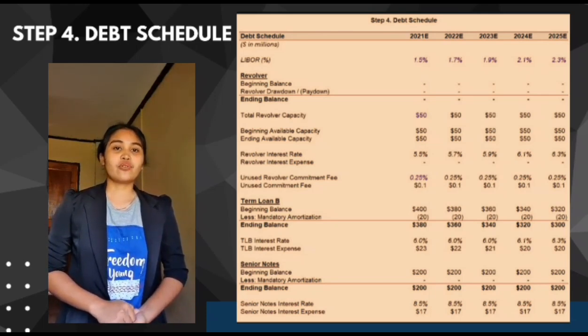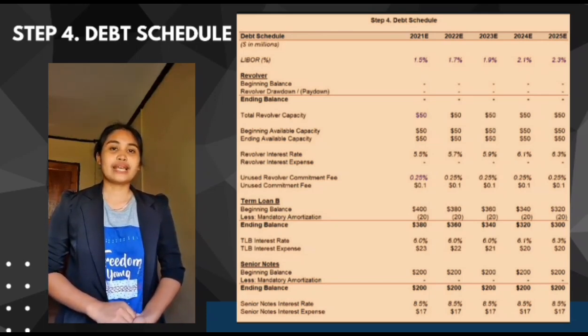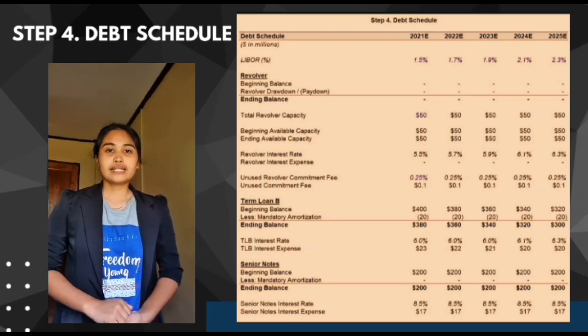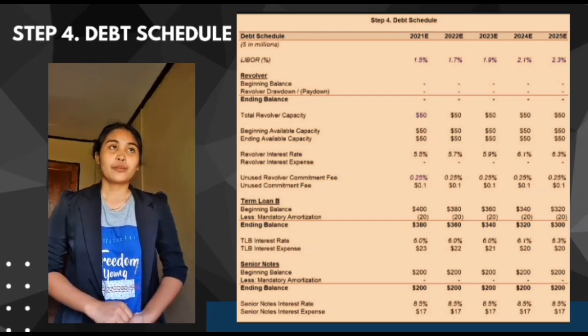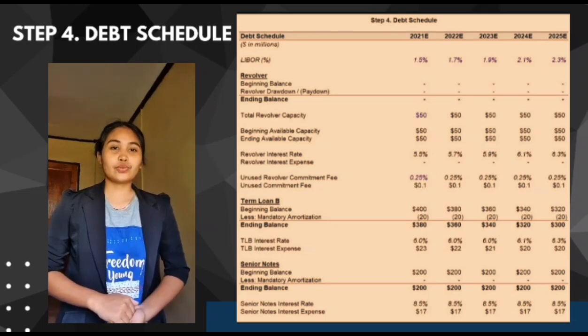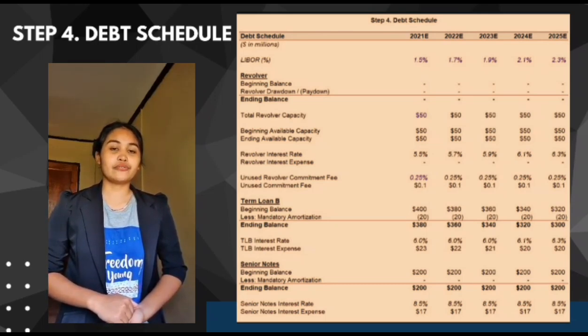Next is the revolver size or the paydown. This row indicates the maximum borrowing capacity of the revolving credit facilities. In this case, it's consistently shown as negative, implying there's no planned borrowing or paydown of the revolver during this period. Next is ending balance. Since there is no borrowing or paydown, the ending balance of the revolver remains at zero across projected years. Next is the total revolver capacity. This reiterates the maximum amount that can be borrowed under the revolver, which is 50 million throughout the projection.